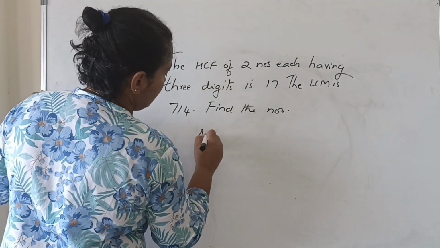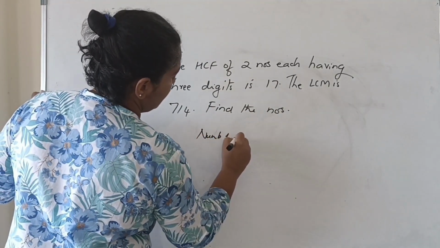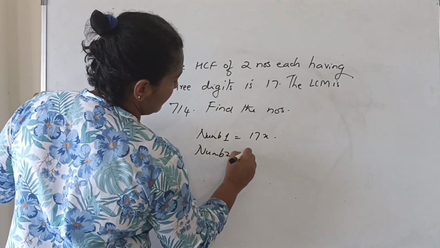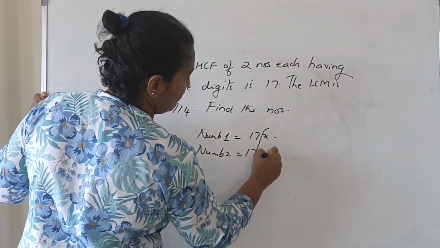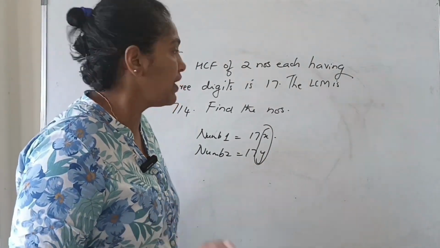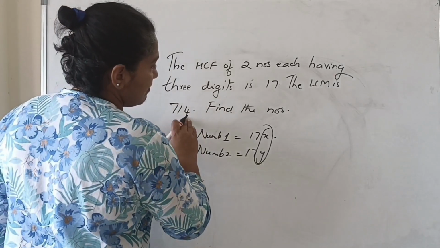So the first number I can represent as 17 into x, and the second number I can represent as 17 into y, where x and y are coprime. They do not have any factors in common anymore. Now the LCM is 714.